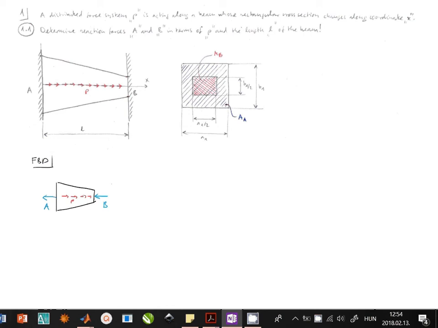Now from here we get one equilibrium equation, so the forces in direction X must give a sum of 0. So A plus B minus P times L must give 0. So the problem is that this is one equation and we have two unknowns, A and B. So we would need one more equation so that we can compute these two variables.